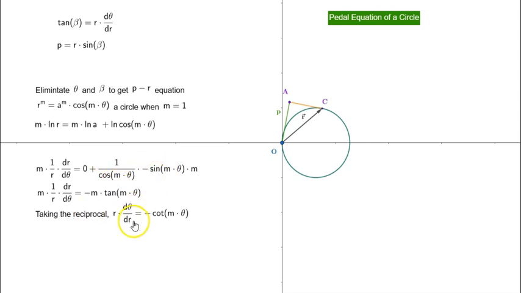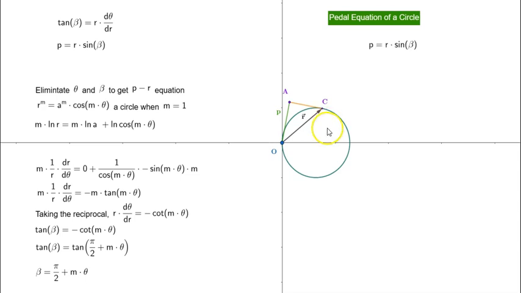Taking the reciprocal, first of all, we cancel off m. Then reciprocal would be r times d theta by dr is equal to minus cot m theta. Okay. Now since we know that r d theta by dr is equal to tan beta, we can say tan beta is equal to minus cot m theta. Minus cot m theta is equal to tan pi by 2 plus m theta. So tan beta is equal to tan pi by 2 plus m theta. Since both sides we have tan, that means the angles will be equal. So beta is equal to pi by 2 plus m times theta.